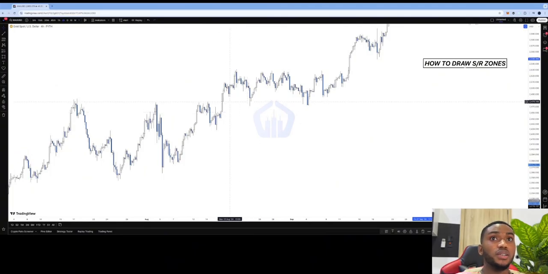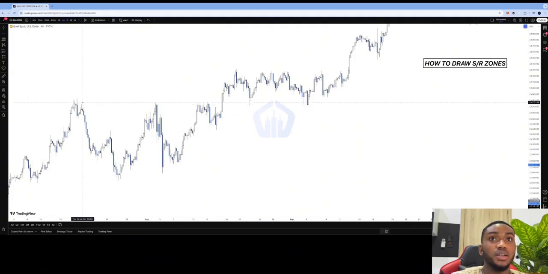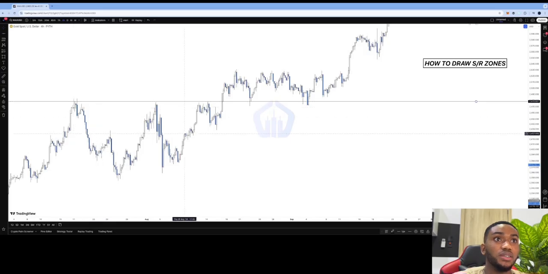So basically, support zones are zones where the price bounces off, and resistance zones are the zones where price actually falls from, like it bounces off. For instance, this is the resistance and this is the support. So I'm gonna be talking about how to draw these zones properly, because most people will say, okay, yeah, this is how to draw the zone. Just if you see it's reacting from the point, just draw a line.